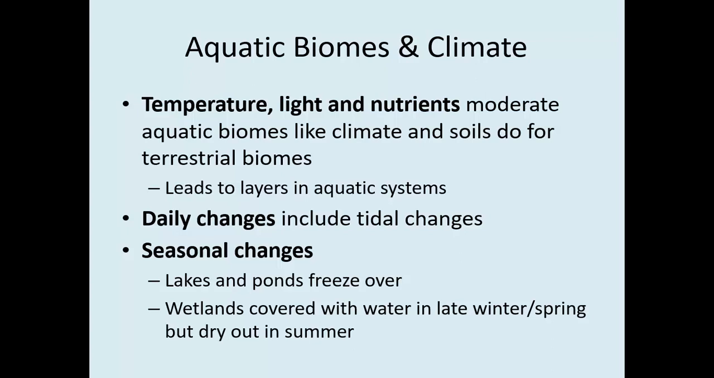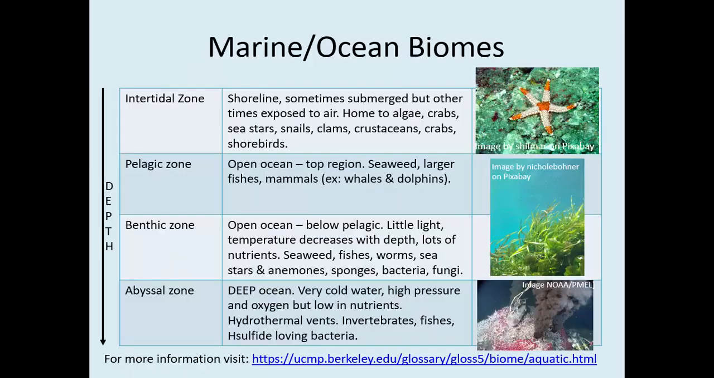And then there's some aquatic biomes that are not full of water year-round. So there's some wetlands that are full of water in the late winter and spring as snow melt occurs and as there's more rainfall, but then they do dry out in the summer. And so the organisms that live in those biomes must adapt to the influx and disappearance of water from their system.